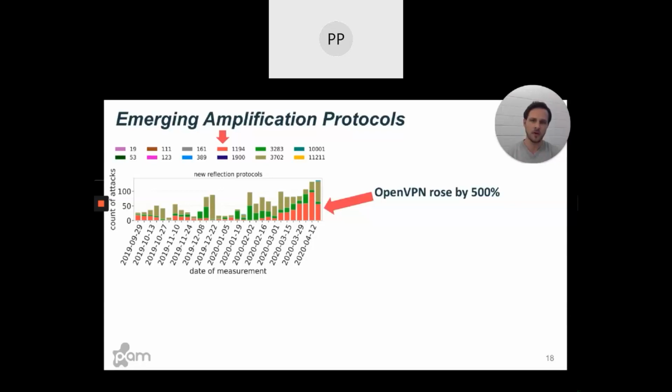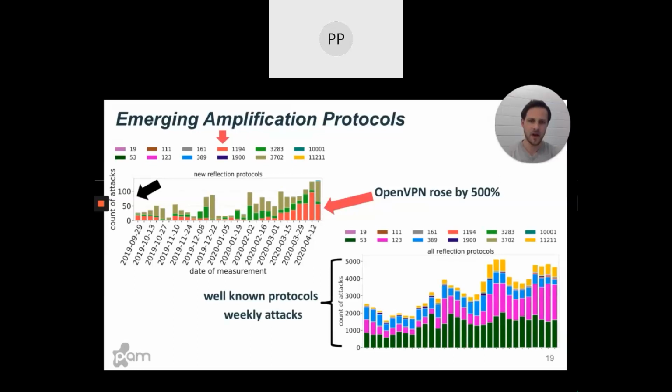So onto new protocols, we noticed the most important is OpenVPN. OpenVPN rose in our observation period by 500%. If you put this into contrast to all the other protocols, which can be seen at like 1,000 attacks on a weekly basis, compared to OpenVPN, which we saw in areas between 50 and 100, it's still small. But still, it can provide high traffic volumes and packet rates, so it can grow and can become a potential problem.